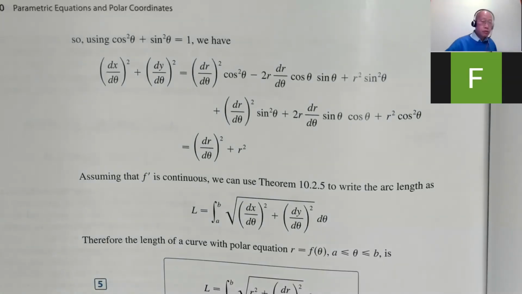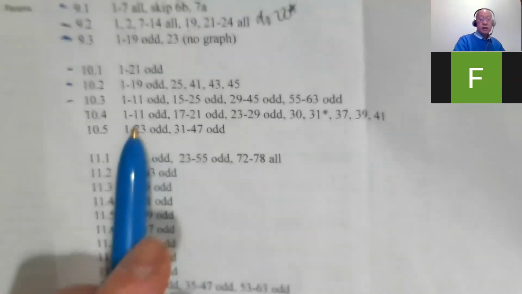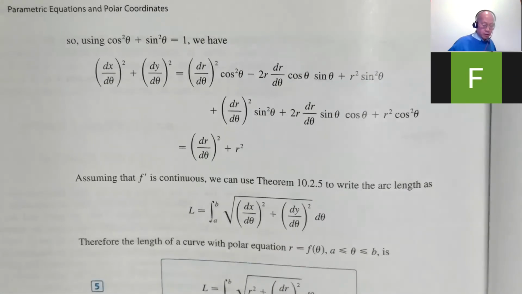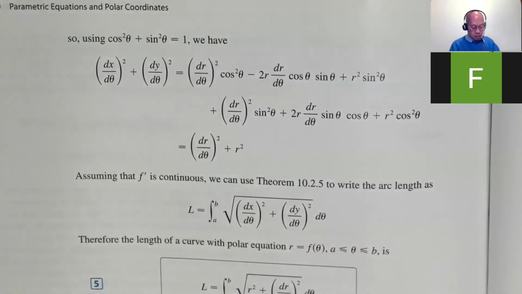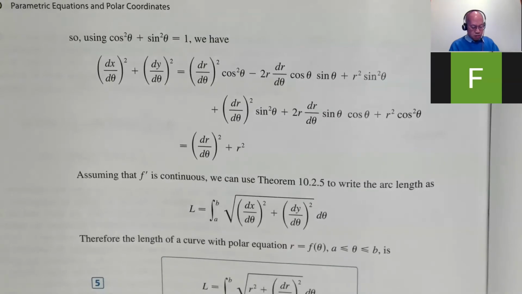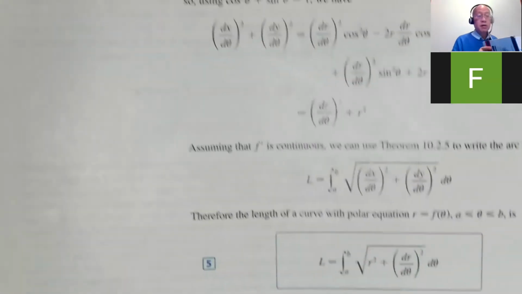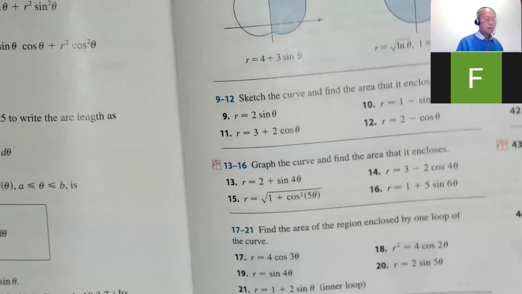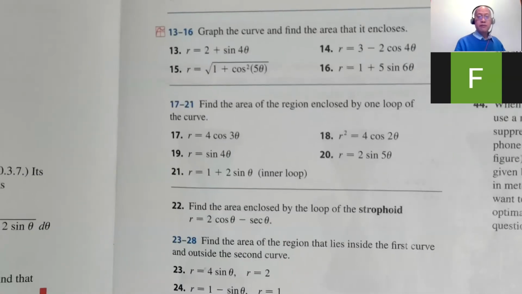So 10.4, what did we have? We had to go all the way up to 41. There is something called a 31 star. I'll have to talk about 31 star. I'm going to write in my book right now. I'll write it directly in my book. Okay, so homework problems, page 672. 5, 7, finding areas.